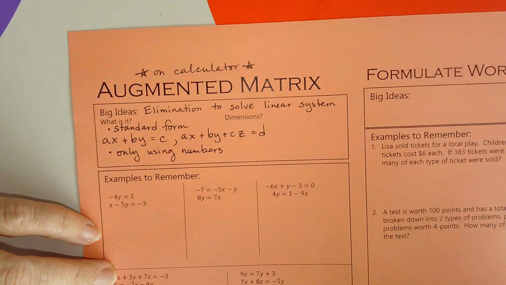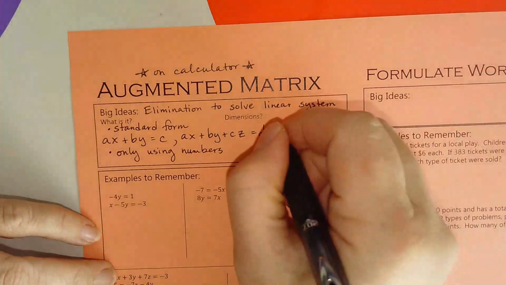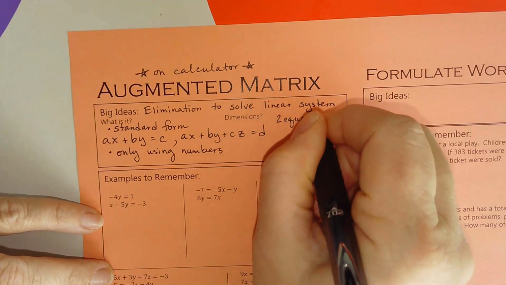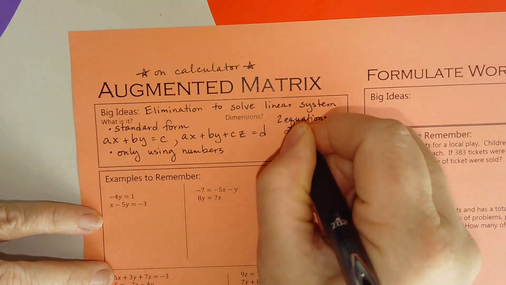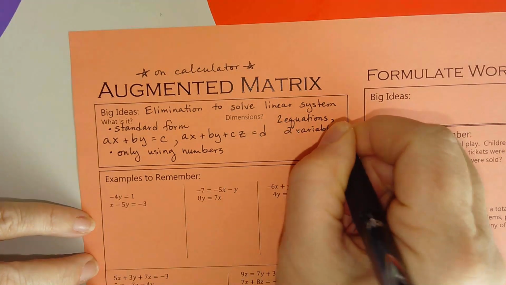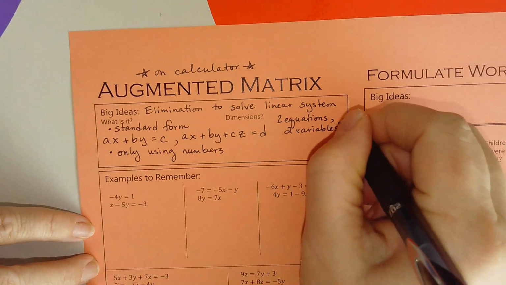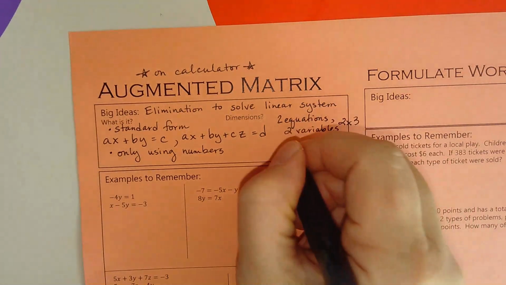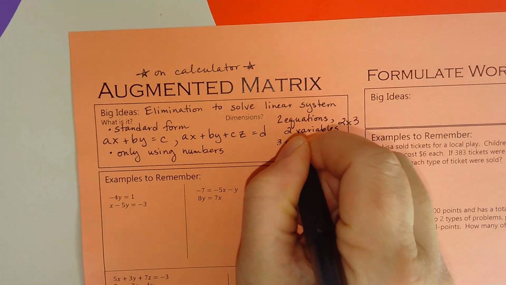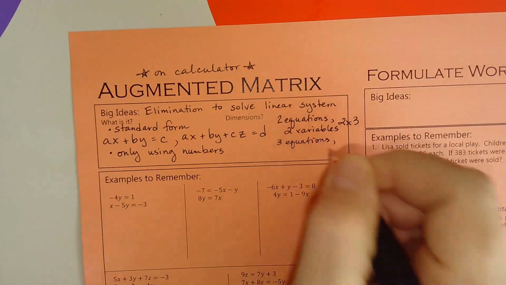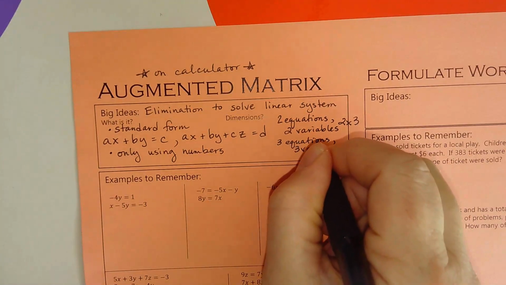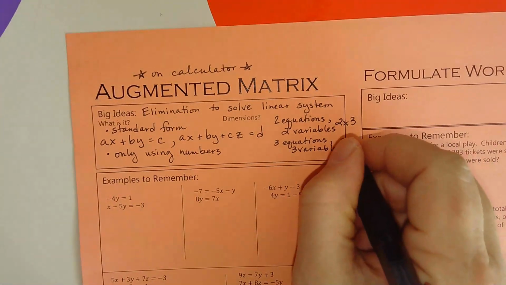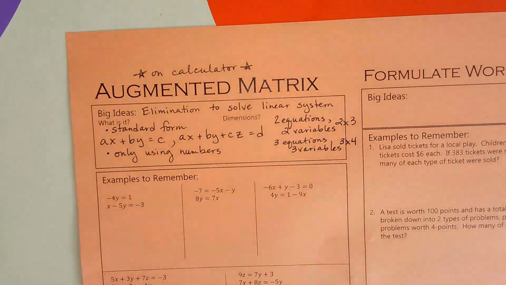If I have two equations, two variables, then I'll have a 2 by 3 matrix. If I have three equations, and I'm using three variables, then I'll have a 3 by 4. And we'll do some examples of each of those below.